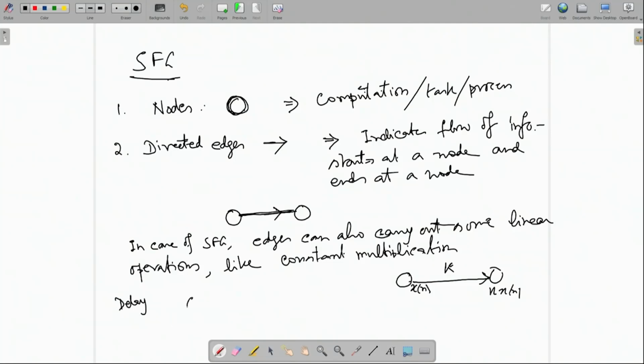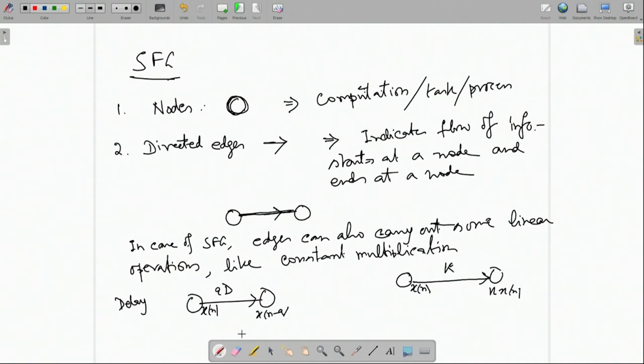Suppose I have things like this, and I write q times D, where D is delay. 1D means 1 clock cycle delay, 2D means 2 clock cycle delay, qD means q clock cycle delay. This will mean if the node generates some sequence x(n), this will be delayed by q cycles, and what will come here will be x(n minus q).